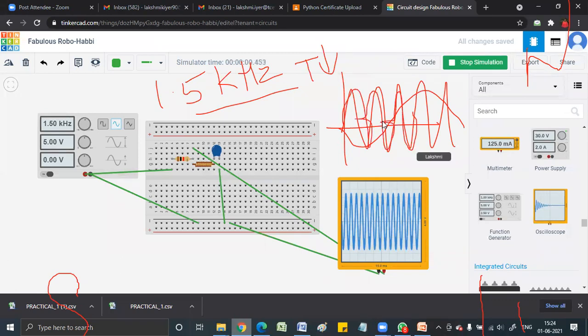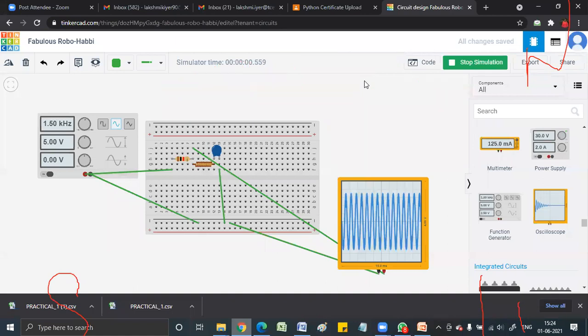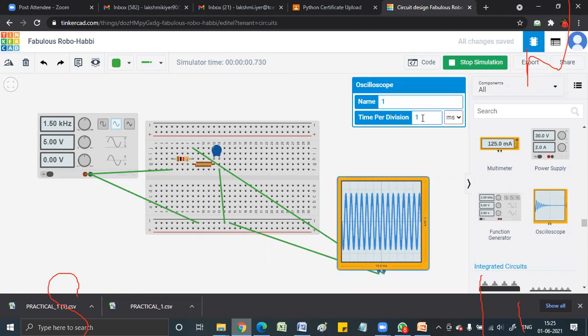Okay, but if I want to look at the screen more clearly, then what I'll do? टाइम इंक्रीज करना पड़ेगा। डिवीजन बढ़ा देंगे। Sure, if I, instead of making this 1 millisecond, I make it, for example, 10 millisecond.